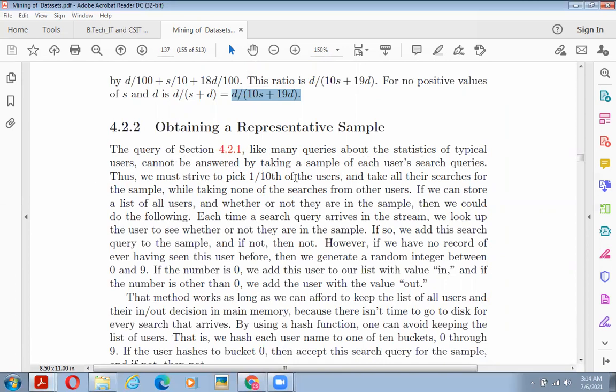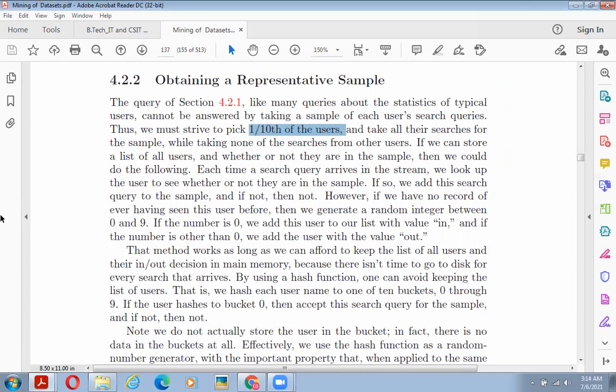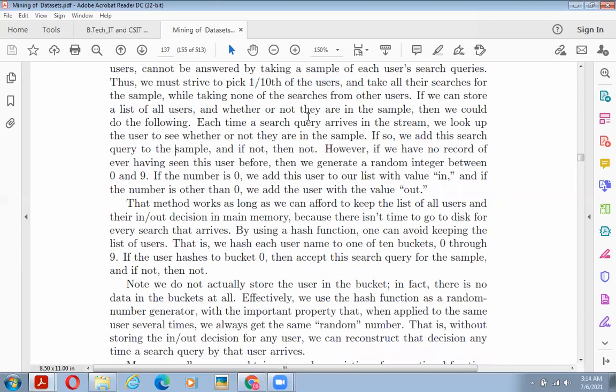Thus, we must strive to pick 1 by 10th of the users and take all the searches from them for the sample, taking none of the searches from the other users. If we can store a list of all users, whether or not they are in the sample, then we could do the following. Each time a search query arrives in the stream, we look up the user to see whether or not they are in the sample.